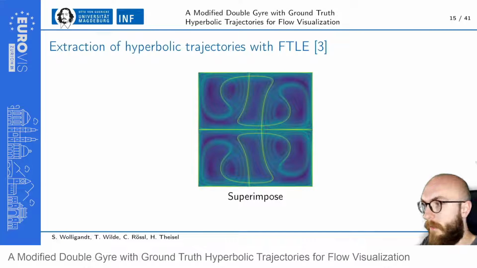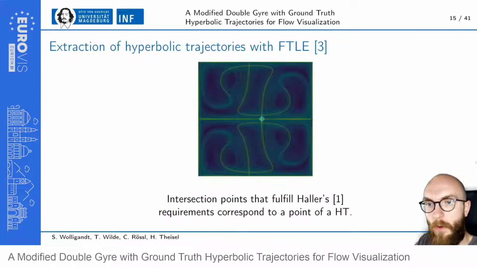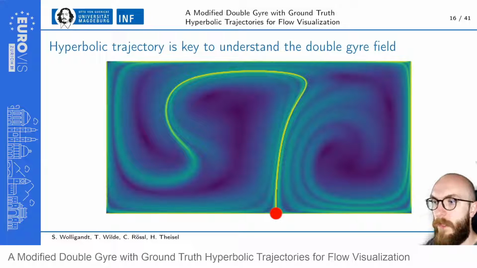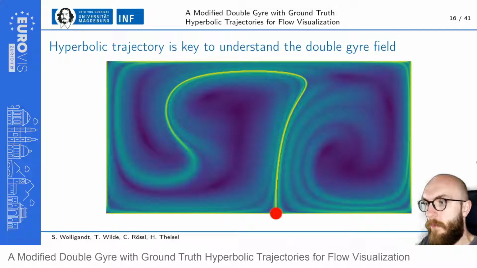As you can see, there are several intersection points here, here, and here, for example. But only one of those intersection points fulfills the requirement to be a hyperbolic trajectory, or a point on this hyperbolic trajectory. And exactly this point is the key to understand the double gyre field. If one would know the exact position of it, one could extract LCS boundaries with only the cost of a flow map evaluation and not of its gradient.